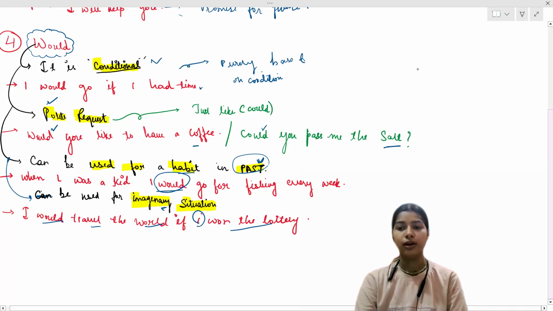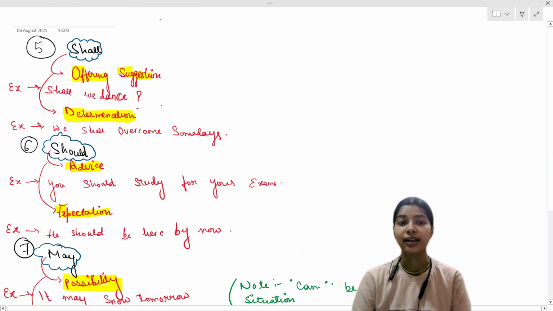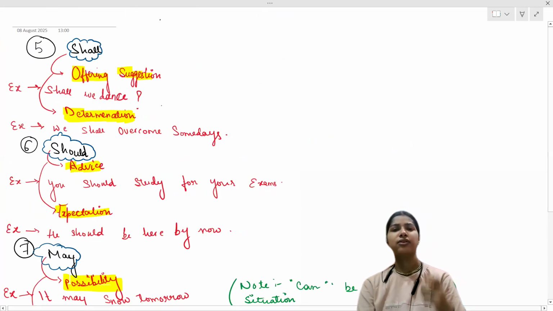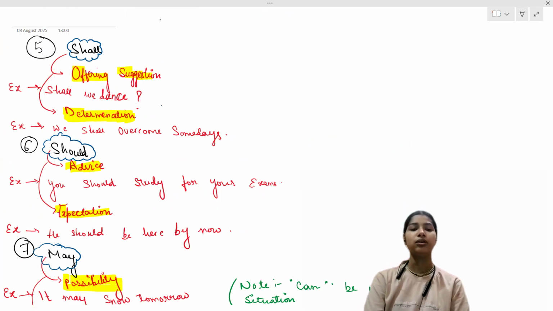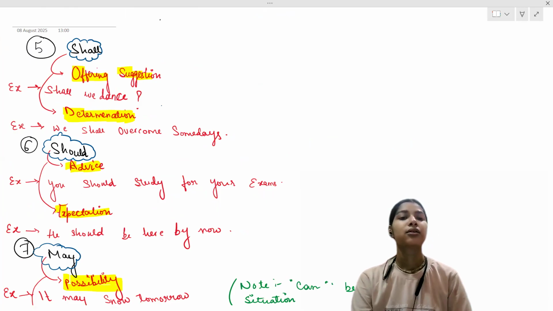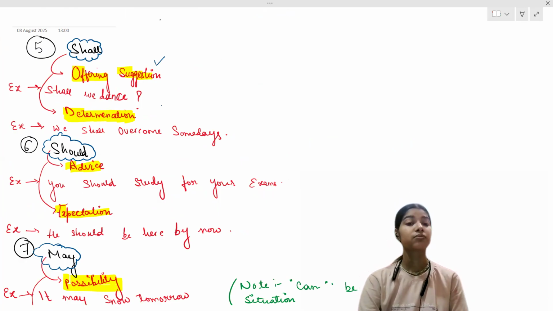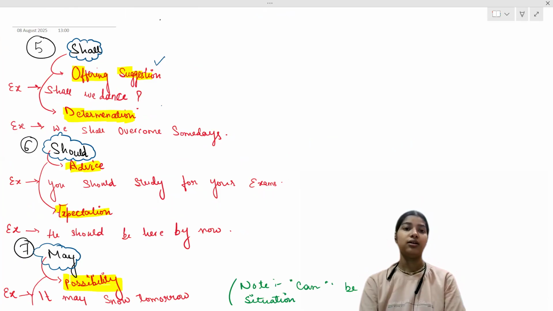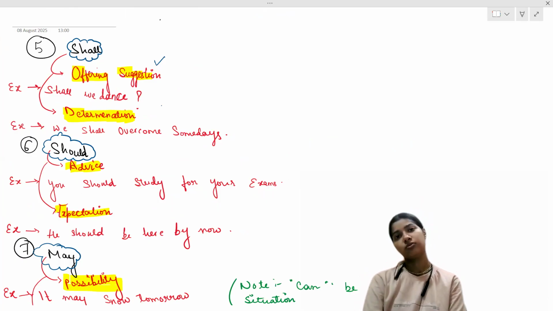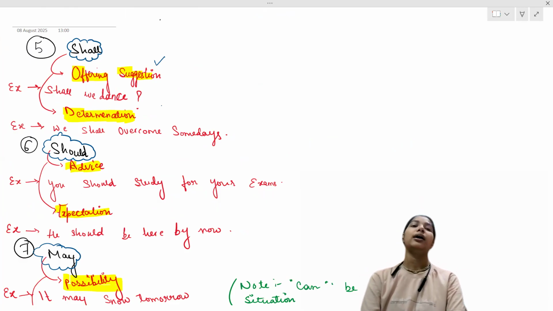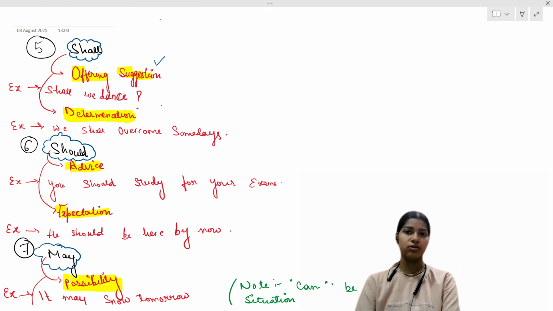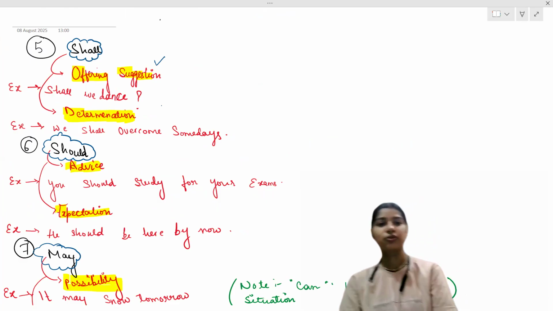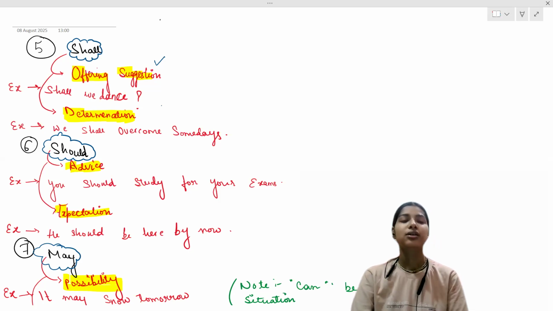Next, after that, the fifth modal is shall. Now these are very short modals. You can learn them in a very quick way. Shall offers suggestions, like shall we dance. In any party, you can say you're enjoying somewhere and you want to offer a suggestion to somebody. Shall we dance? Like that. Shall we have a coffee? Like that. Okay, so it is an offer, it is offering a suggestion.